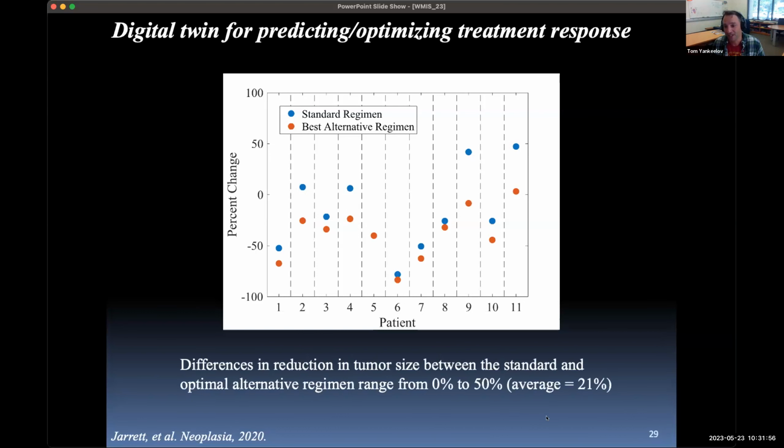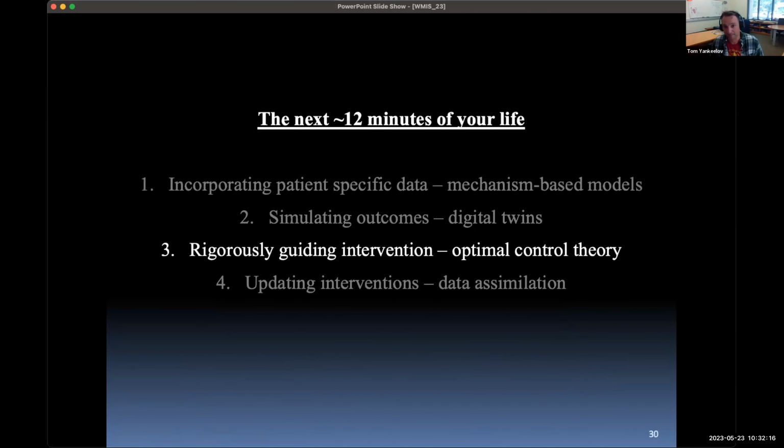So on the average, we were able to, at least in principle, land on about an additional 21% shrinkage in the tumor volume than what the patient actually received from using the standard regimen. So this is a hypothesis to be tested. The hypothesis generated from this mathematical model that seems to be doing a pretty good job of predicting who's going to be path CR or not.